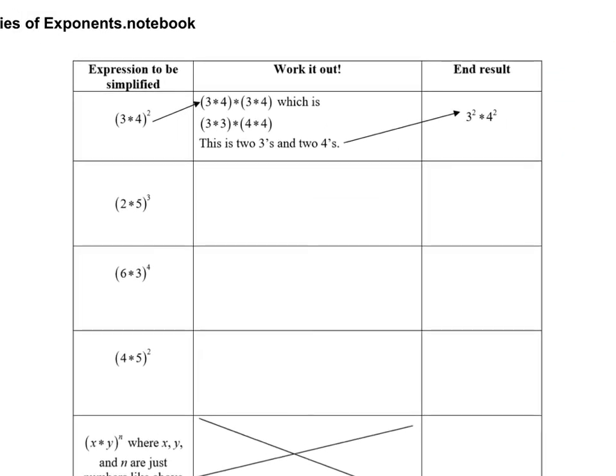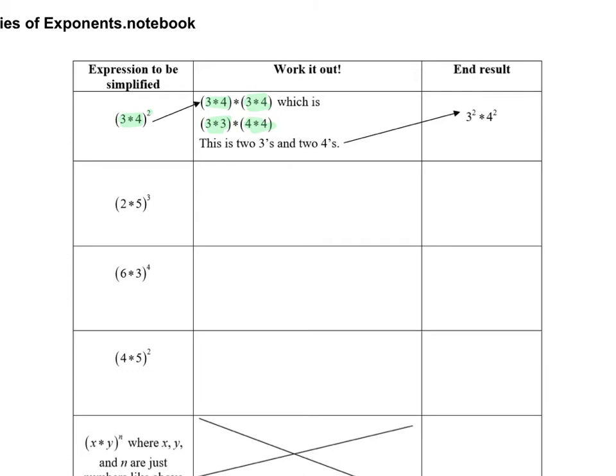All right. The next set, we're just looking at kind of a distribution property. So when you're looking, for example, at the original, you have 3 times 4 to the second. Okay, so you have 3 times 4, and you multiply that by 3 times 4. And so you could rearrange that. It's a commutative property of multiplication. So you could do 3 times 3, and then 4 times 4. Well, that's actually 3 squared times 4 squared.